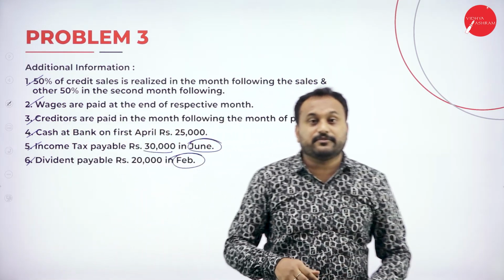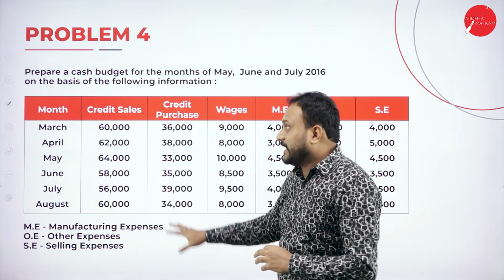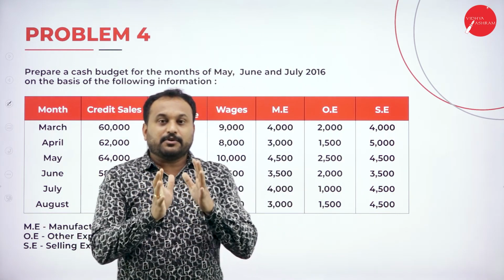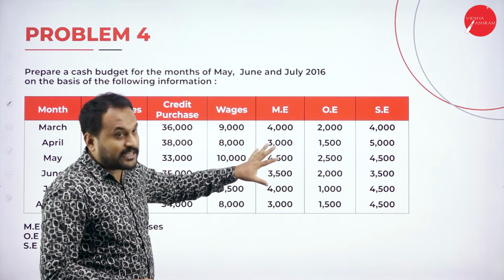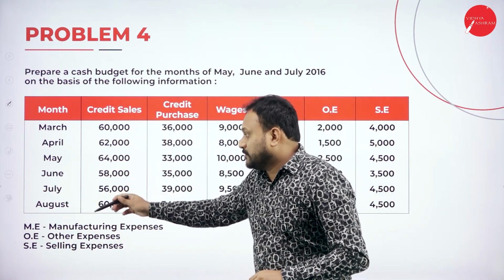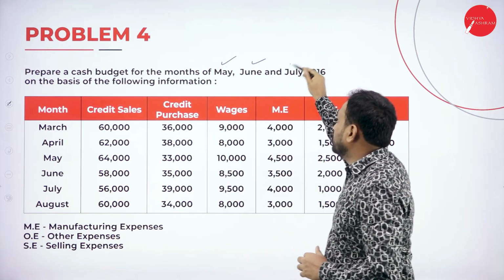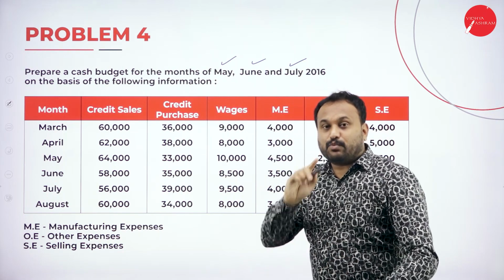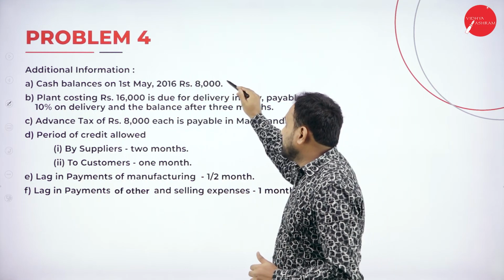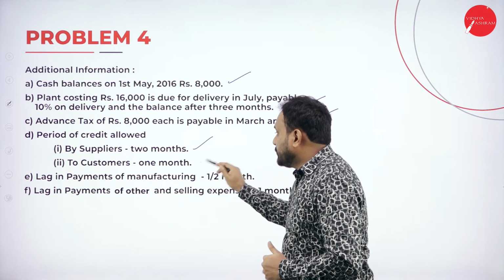Let's go with problem number 4, which is homework for you people. I'll just tell you what exactly this question is. You may feel that it is a similar question. Problem number 1, what we have done, the same question I have given you here. Nothing has changed. March, April, May, June, July, August, everything is the same. You are supposed to prepare for the months of May, June, July 2016. But one adjustment I have given, that is the additional information. Now here, this is the same. Here also the same.